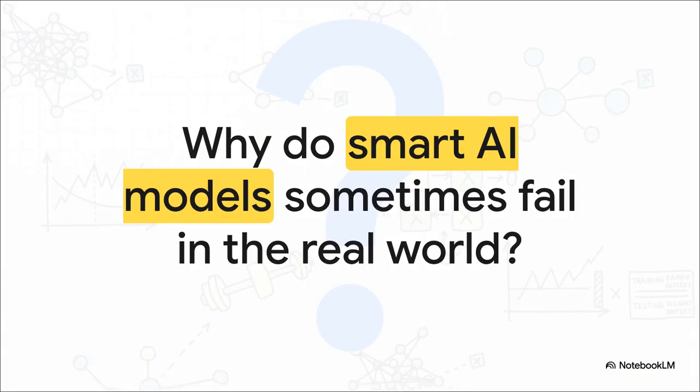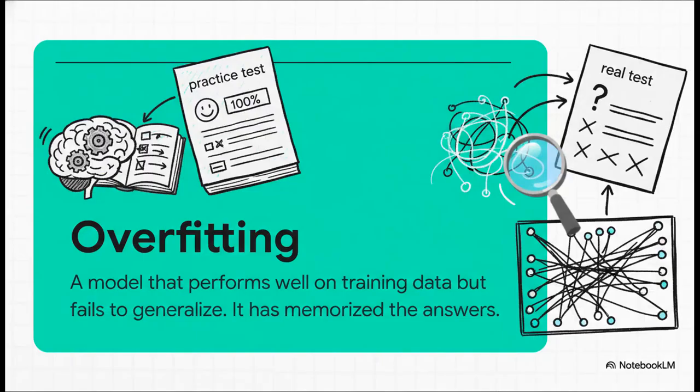It's a great question, isn't it? You could have this AI model that seems like a total genius during training. It aces every test you throw at it. But then, you release it into the wild with new data, and it just falls apart. So what is going on here? The culprit here is a little something called overfitting.